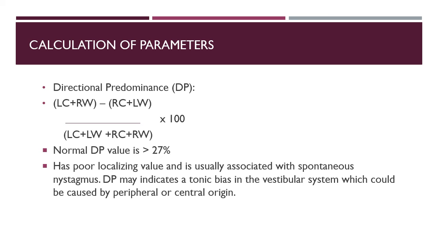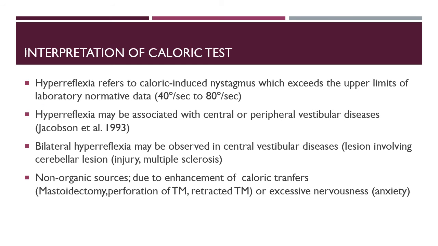But this value has a poor localizing value, so it is usually associated with spontaneous nystagmus. Because the DP may also indicate a tonic bias in the vestibular system, which could be caused by a peripheral or central origin. Now we take a look at the absolute value or total SPV value for all four irrigations. So it can be classified as hyperreflexia, hyporeflexia, and areflexia.